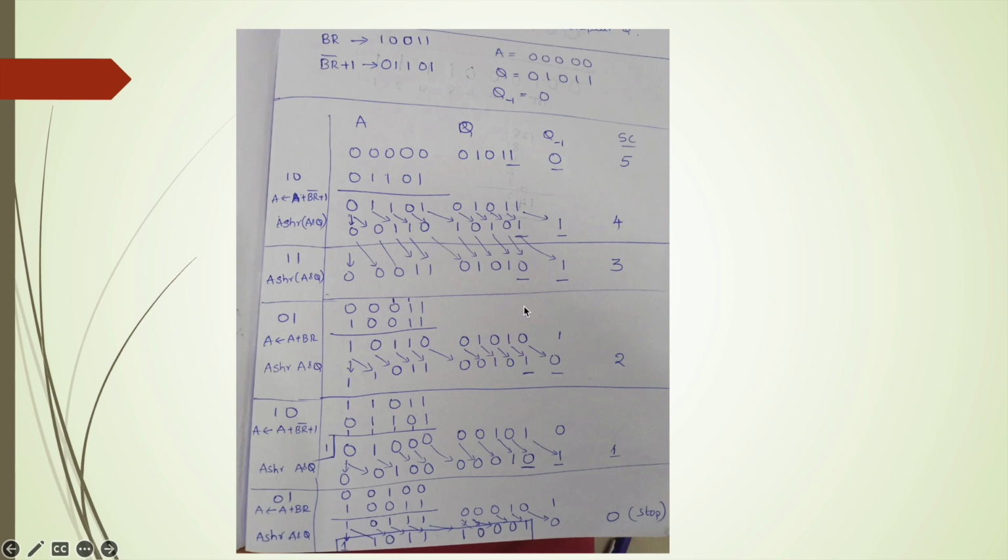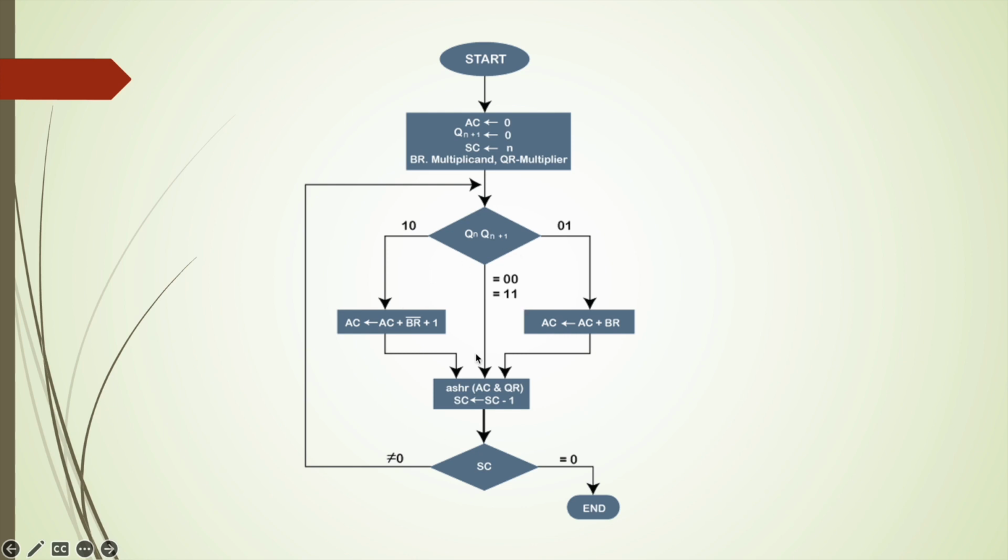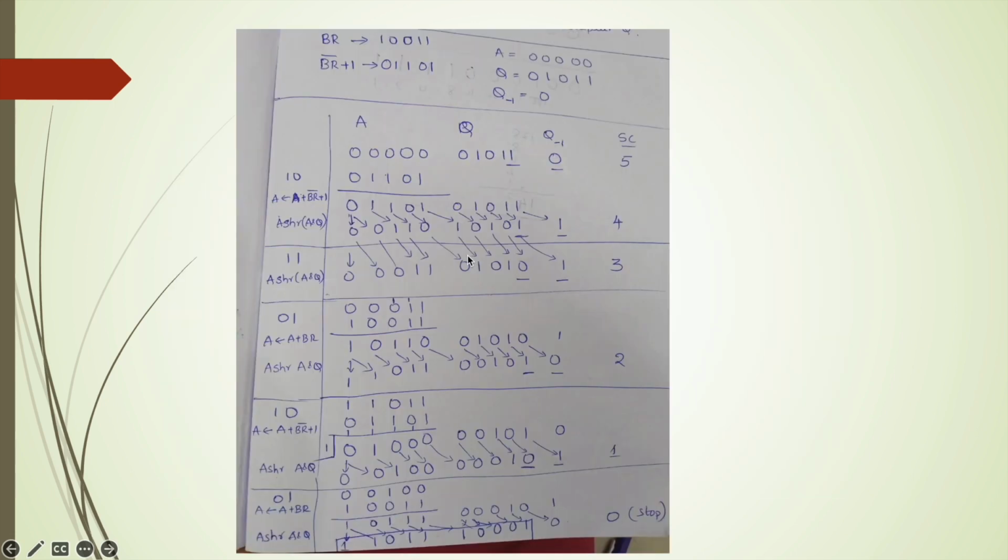Next, again check. If SC is not 0, I again need to check Qn and Qn plus 1. So what is the Qn value? 1. Qn plus 1 value is 1. For 1 and 1, I have to just do an arithmetic shift right of A and Q. In arithmetic shift right, the sign bit will be just copied as earlier. So here the value will be the same as the sign bit that is already present. So that is why I copied the same thing and moved each and every bit towards the right side.